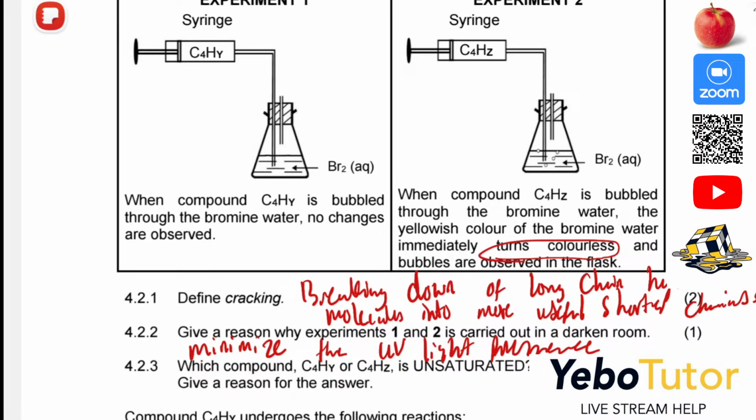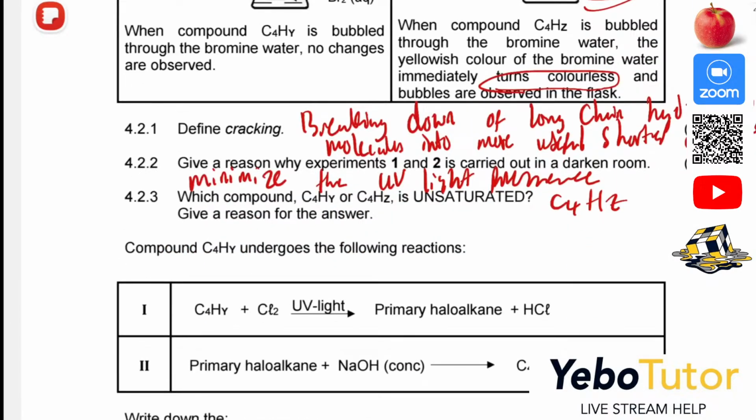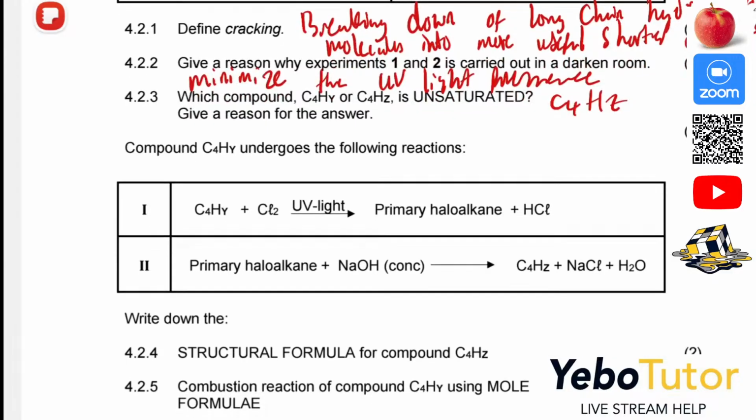One of those two. Which compound, C4Hy or C4Hz, is unsaturated? Definitely it's C4Hz. That's definitely, guys. Why? Because we can see that it readily reacts with the bromine, okay, without the presence of the UV light. So definitely that's why, as you can see here, it's literally able to react with the bromine, which we have here, without the presence of that UV light. All right, compound C4Hy undergoes the following reactions, as you can see there.